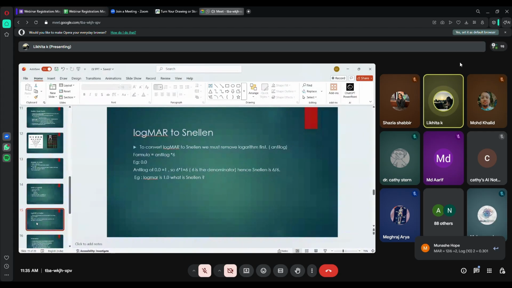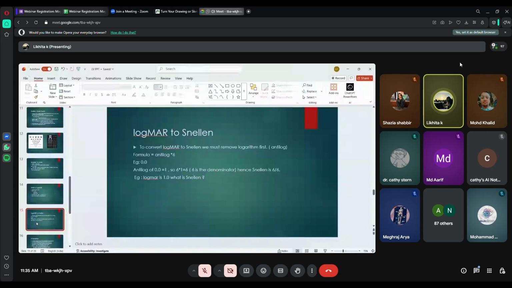Okay, moving to logMAR to Snellen. To convert logMAR to Snellen, we must remove the logarithm first. That means we call it anti-log. So the formula for this is anti-log multiplied by 6. For the conversion of logMAR to Snellen, we don't have a specific calculation. Either you have anti-log in the calci, or we have anti-log calculations in Google, so we can directly convert like that.